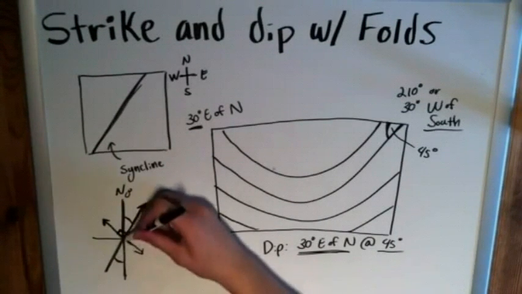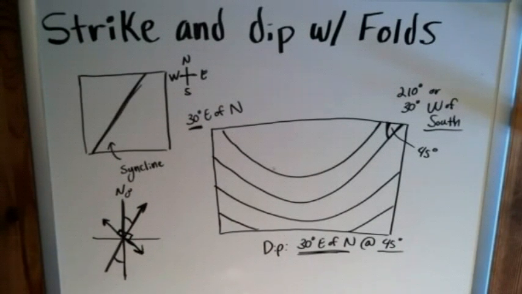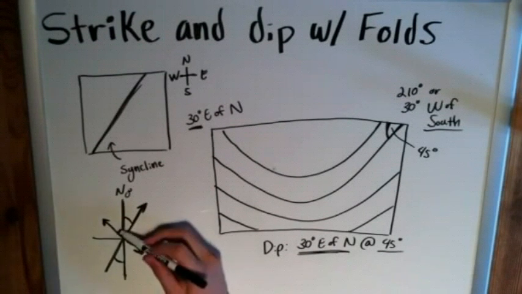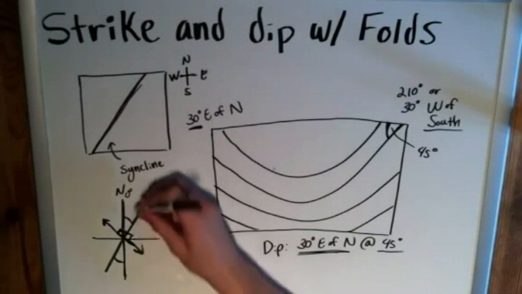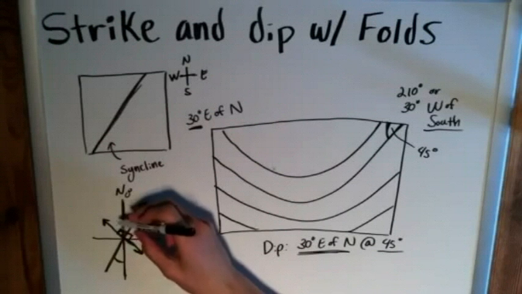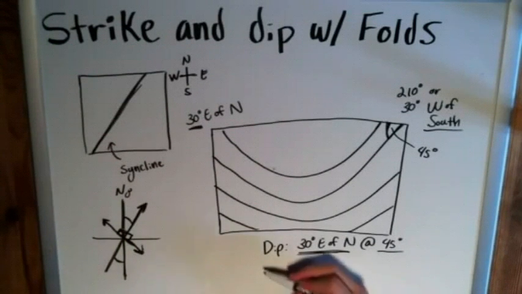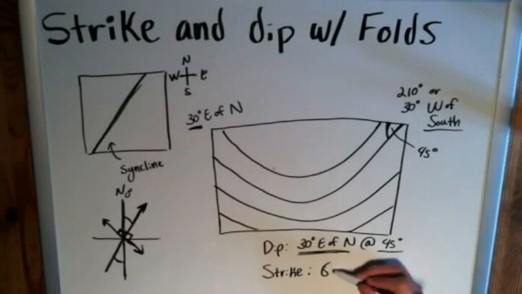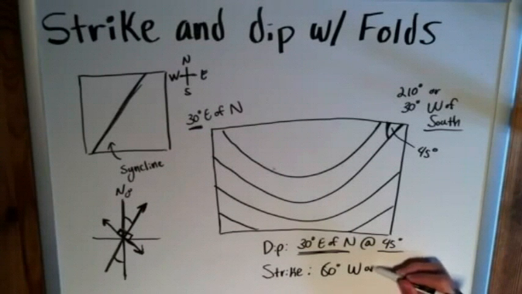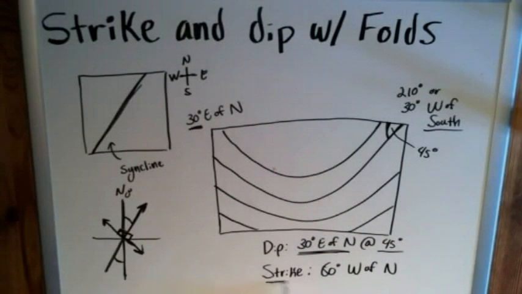The way I think of it is strike is always 90 degrees less than the dip. That's determined using the right-hand rule usually. The direction of strike is always 90 degrees less than the dip. Dip is always 90 degrees greater than the strike. That's the relationship they have. So in this case, we would look at 30 degrees here minus 90. This is going to be 60 degrees west of north. And that's your strike.